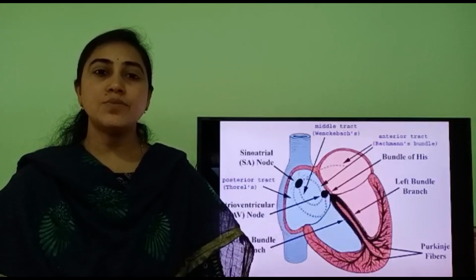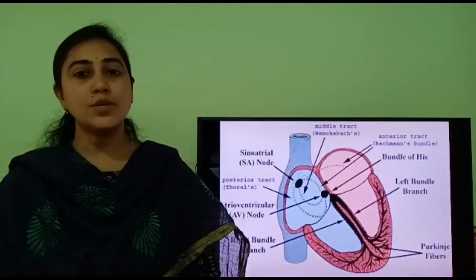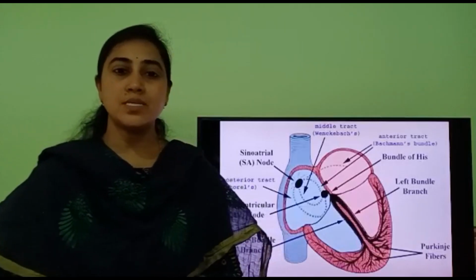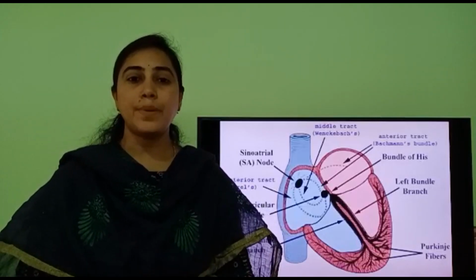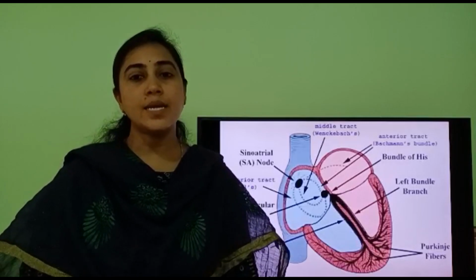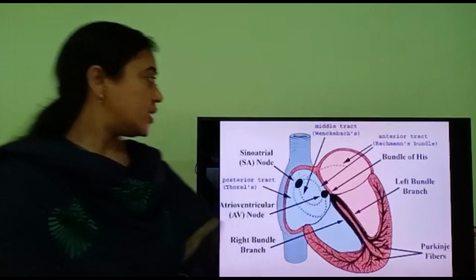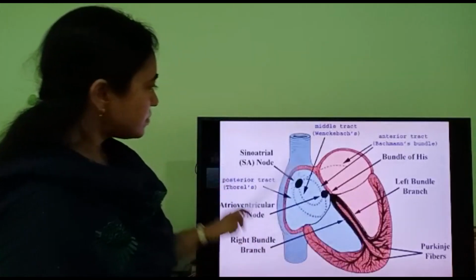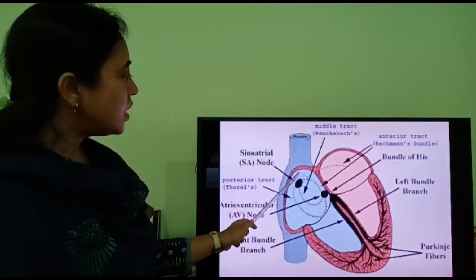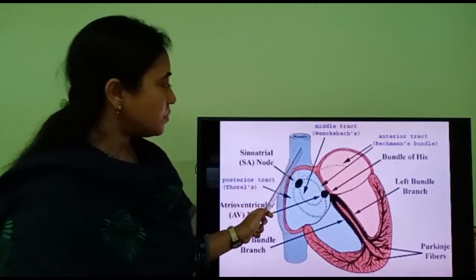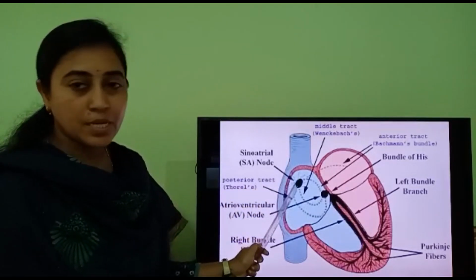A patch of this tissue called the sinoatrial node is present in the right upper corner of the right atrium near the opening of the superior vena cava. Here you can see this is the superior vena cava, also called the precaval vein, which opens into the right atrium.